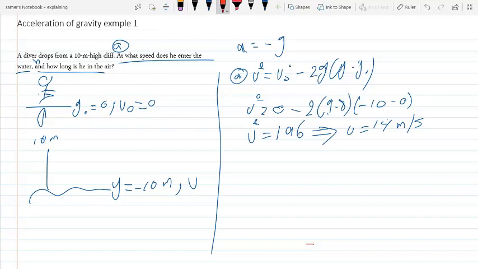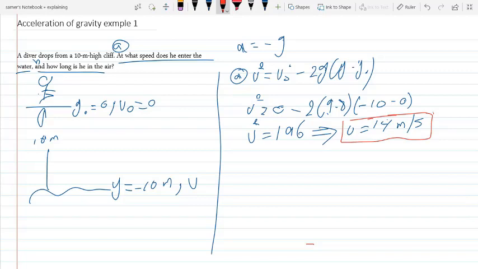And of course, because the velocity at the surface of the water is directed downward, we have to write the minus sign here. This is the velocity of the diver at the surface of the water.